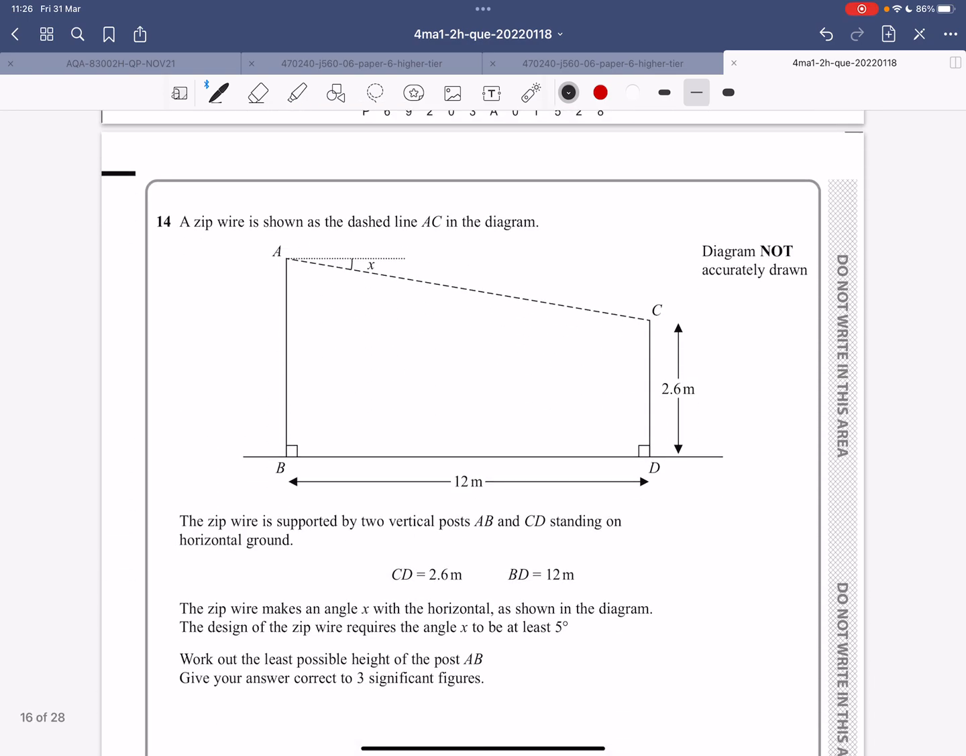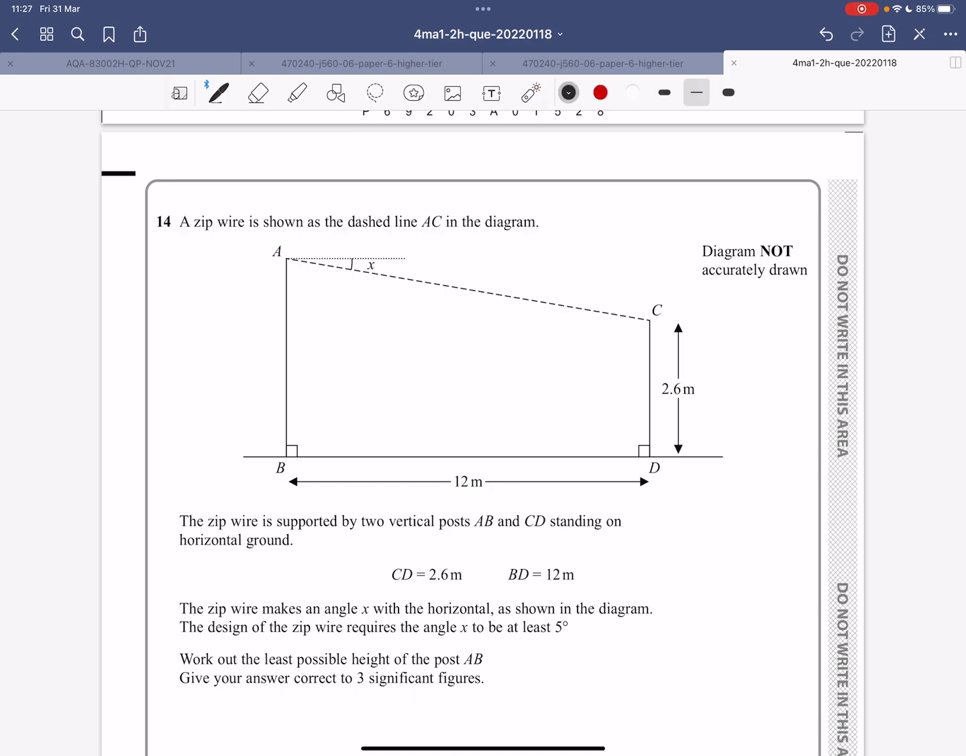Number 14. A zip wire is shown as the dashed line AC in the diagram. The zip wire is supported by 2 vertical posts, AB and CD, standing on horizontal ground. CD is 2.6, there. BD is 12, there. The zip wire makes an angle X with the horizontal, there. That's the horizontal. The design of the zip wire requires the angle to be at least 5 degrees. Work out the least possible height of AB.